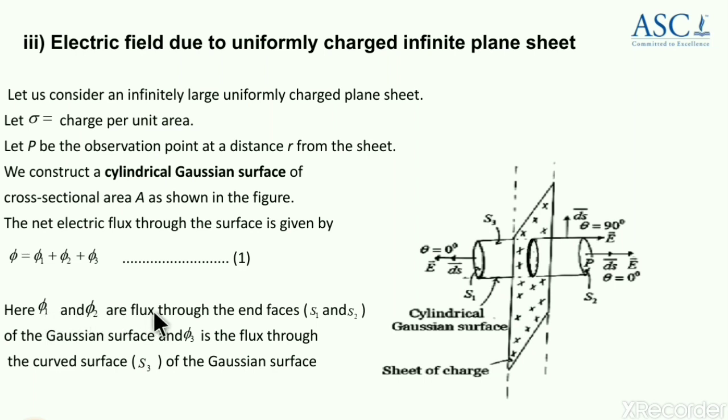Here phi 1 and phi 2 are the flux through the end faces S1 and S2. Look at the diagram, you have to mention here S1 and S2. And phi 3 is the flux through the curved surface S3 of the Gaussian surface.